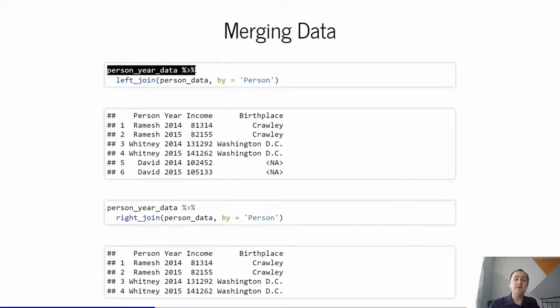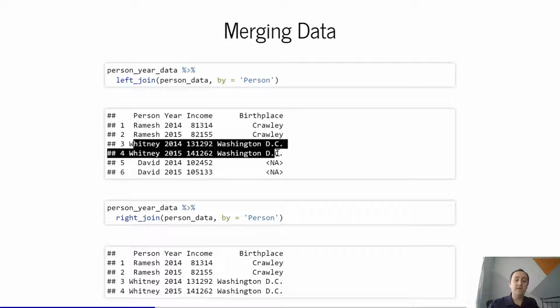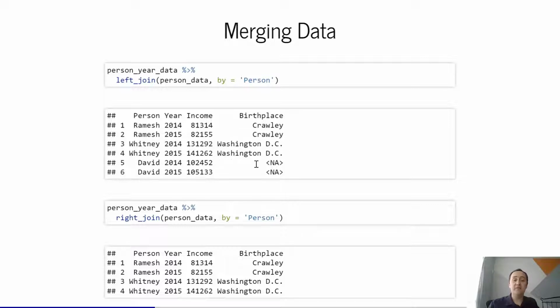So here's how this can work. I'm going to take my person year data. I'm going to pipe that to left join. I'm going to join it with person data. And I'm going to say, hey, you're joining on the key variable person. And it does exactly what we wanted it to do, right? It says, hey, here's Ramesh. I filled in Ramesh's birthplace with Crawley. Same thing here. Same thing for Whitney. And then David doesn't have a birthplace.